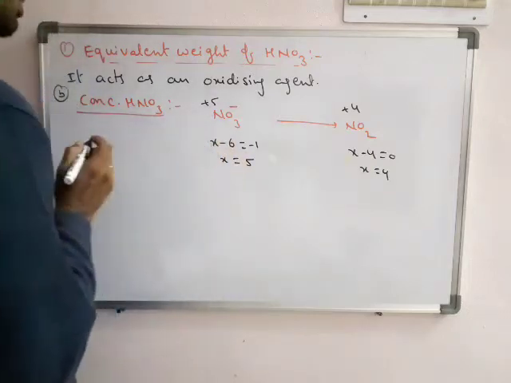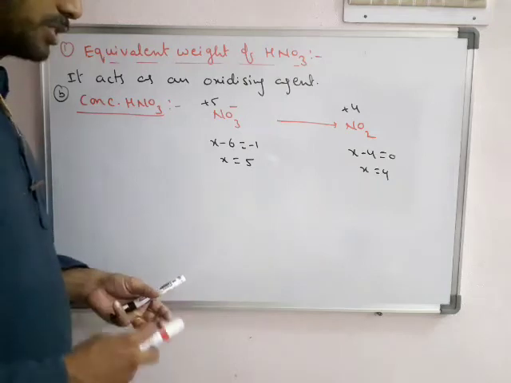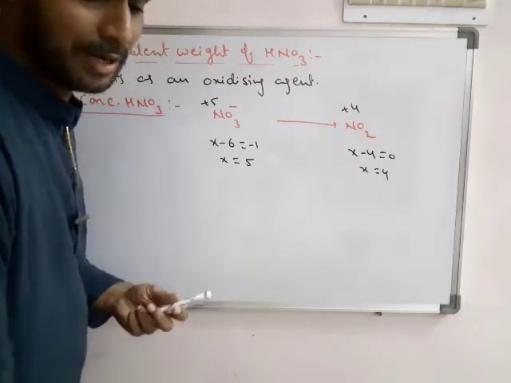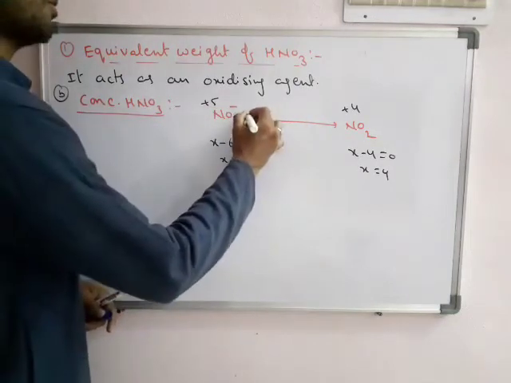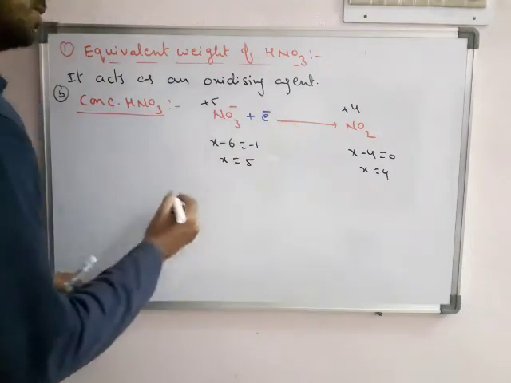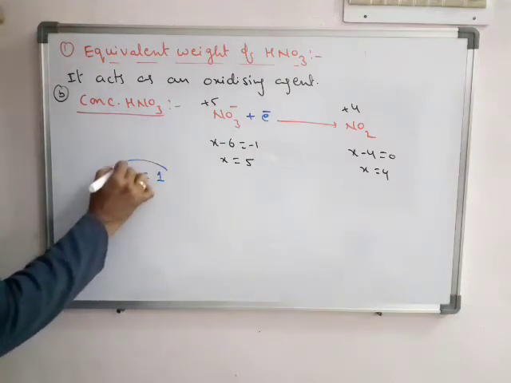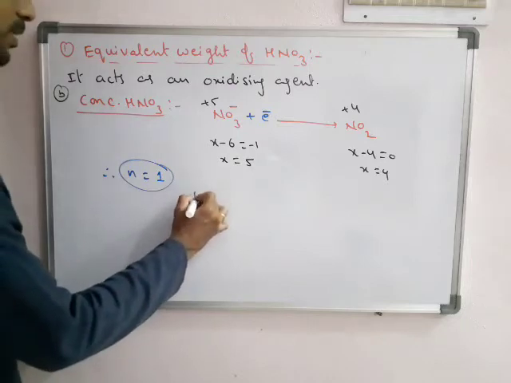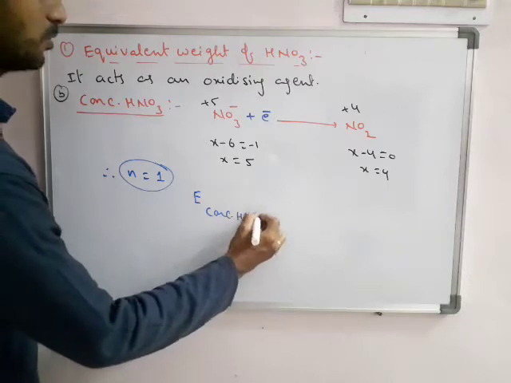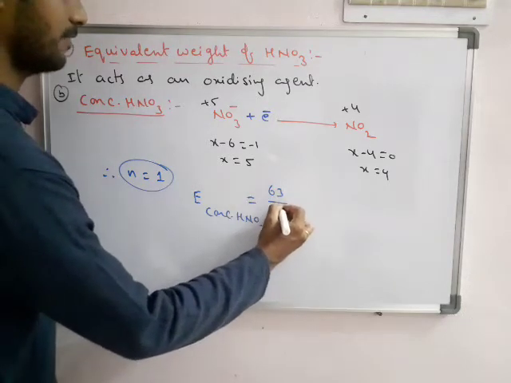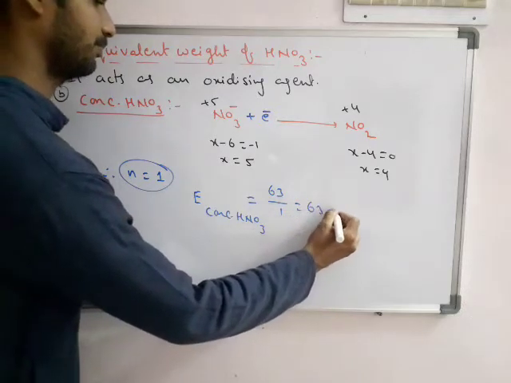What is the change? Nitrogen plus 5 to plus 4 means nitrogen is reduced, from nitrate to nitrogen dioxide. So how many electrons are required? Plus 5 to plus 4 needs 1 electron. Therefore n factor is equal to 1. So the equivalent weight of concentrated HNO3 is molecular weight by the number of electrons transferred, that is just 63.